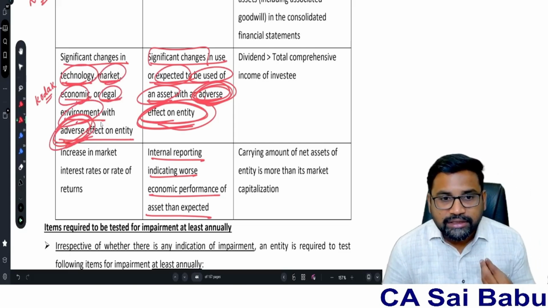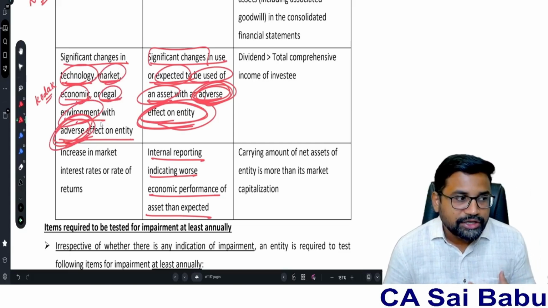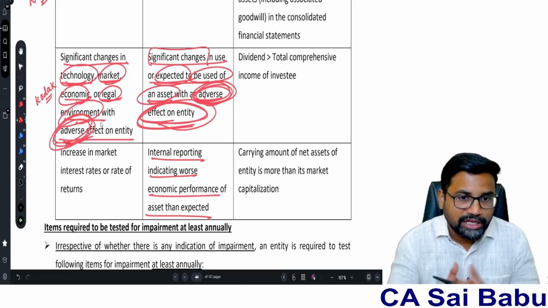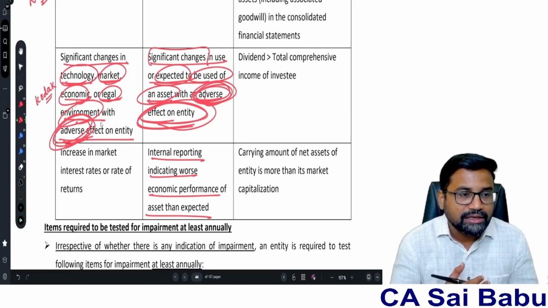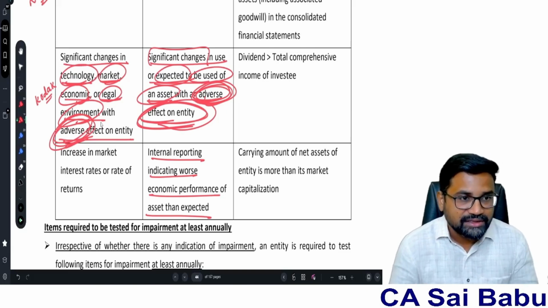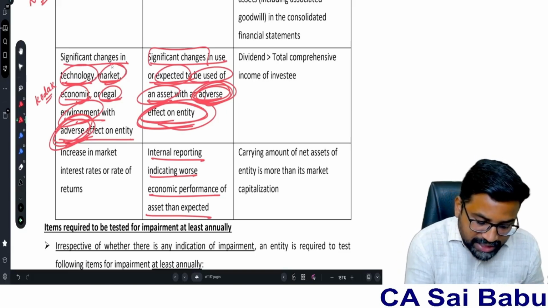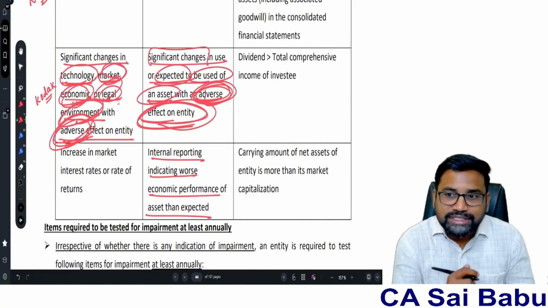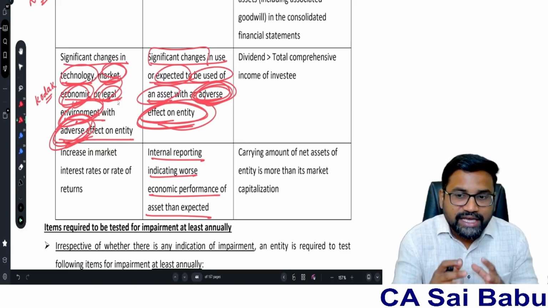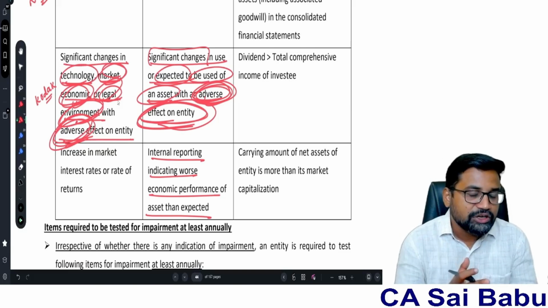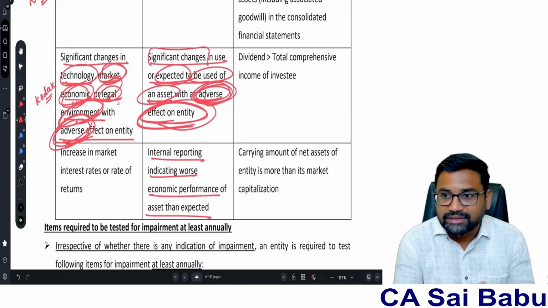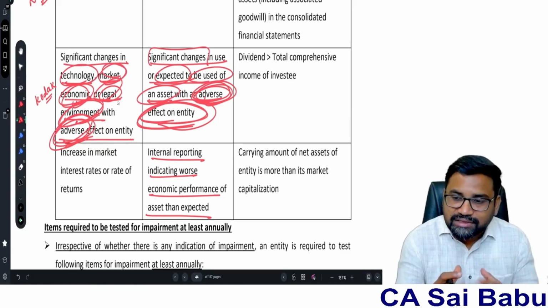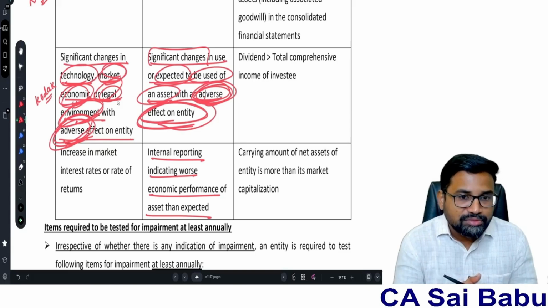For example, your competitors are introducing an online e-commerce platform, but you are not selling your products online. Only physical stores you are maintaining. So definitely it will have an adverse effect because there are significant changes in the market, economic, legal environment. For example, government has brought changes in the law, which exactly has an adverse effect on the products you are manufacturing. So that could be one of the reasons. So these are all the negative factors which will directly impact your business.